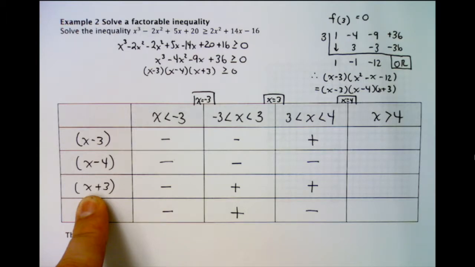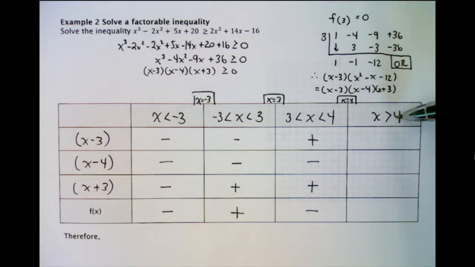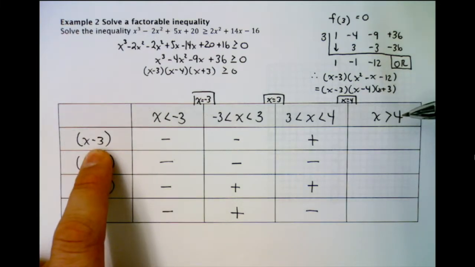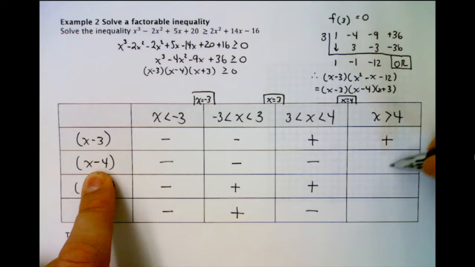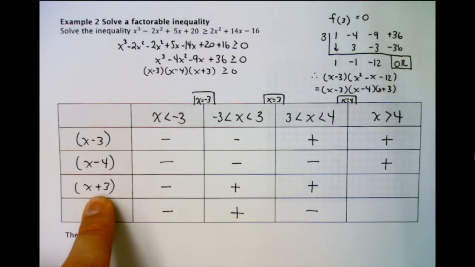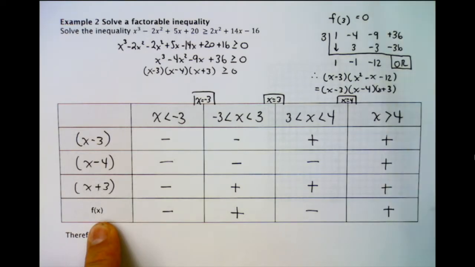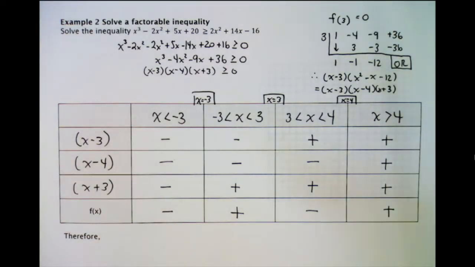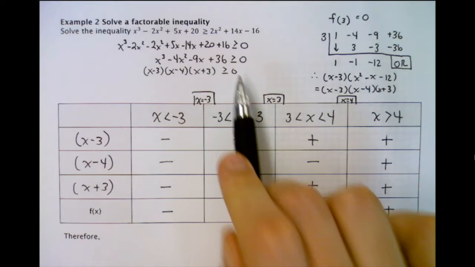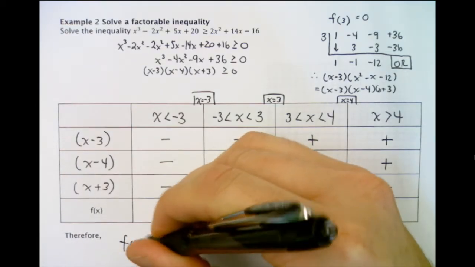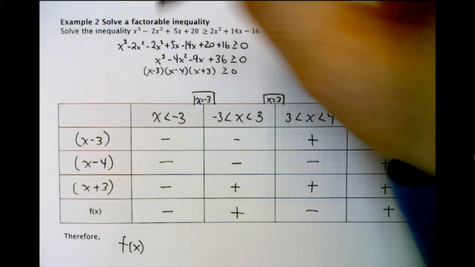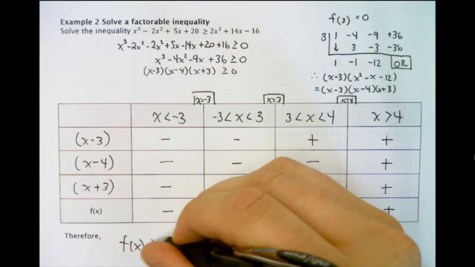Greater than 4, let's go with 5. 5 minus 3 is 2, which is positive. 5 minus 4 is 1, which is positive. 5 plus 3 is 8, which is positive. All positives multiply to a positive. So we have two intervals where the function is positive. We're looking for greater than or equal to 0. Therefore, f of x, we'll call our original function f of x, is greater than or equal to 0.